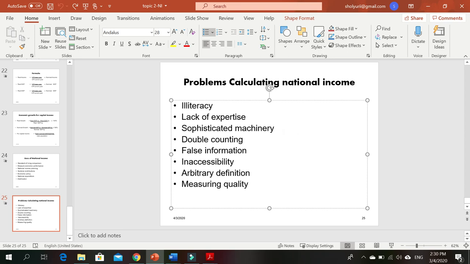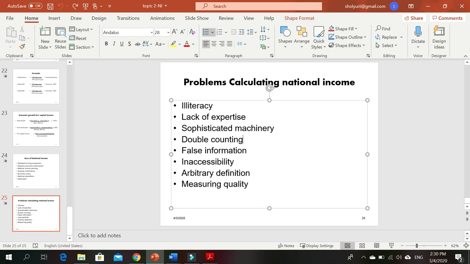So with illiteracy, we have to assume that not everybody in the country has the knowledge of how to record their economic transactions, especially in third world countries.